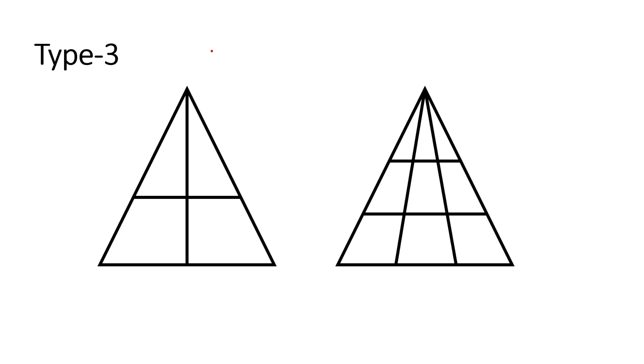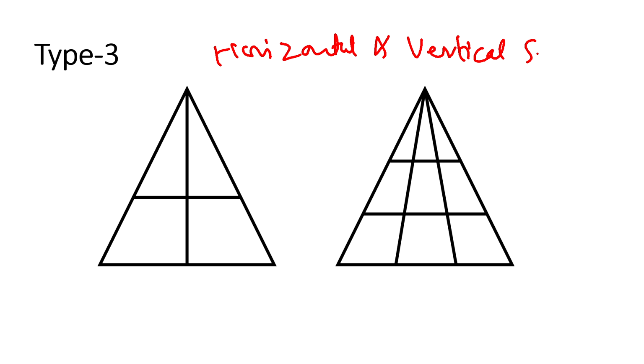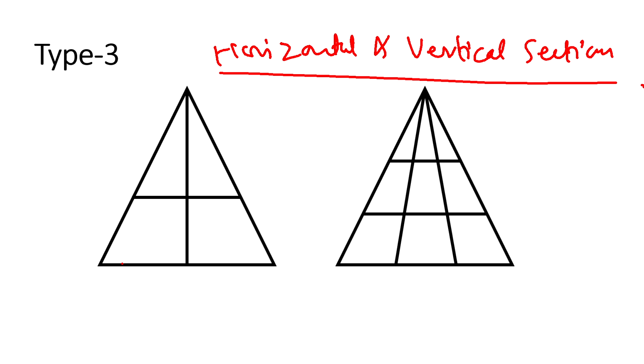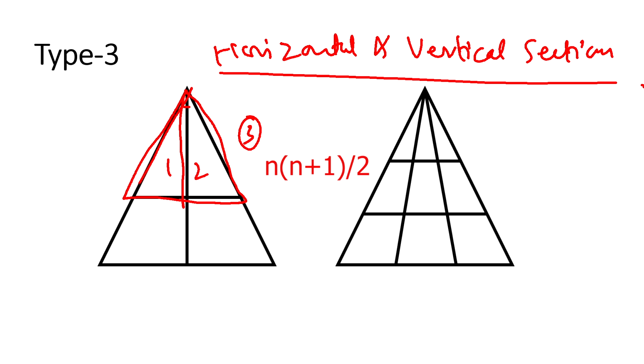In type 3 we have when the triangle is divided into horizontal and vertical sections both. So it is horizontal and vertical sections. Okay, so in the first figure, what we will do, first we will take this portion, and we know the formula for this one, 1, 2. So there are 3 triangles. Now we will take the whole triangle and this portion. Now forget this thing. So similarly 1 and 2, there are 3 triangles.